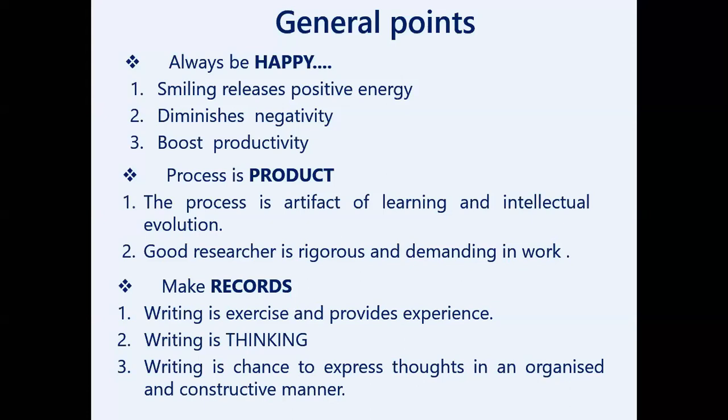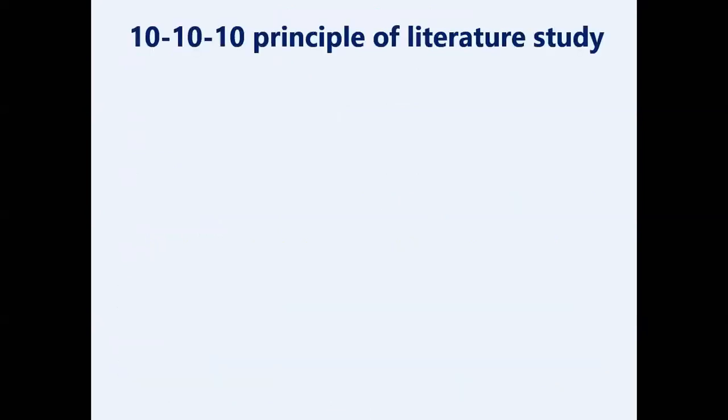So whenever you are making a record, these three things are very important. Each thing has to be written, each modification has to be written, and each idea you design for an experimentation should be added in the right way, in a chronological order, in very specific terms. Clear? So these are the general points you will consider when you are designing research or an experiment or different protocols. As we go further, now we will deal with the 10-10-10 principle for literature study.